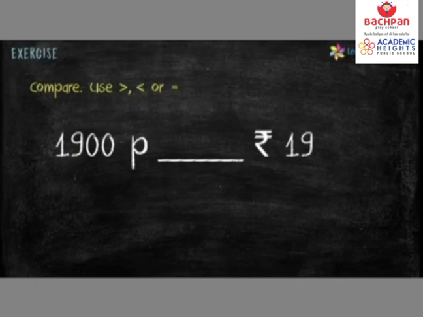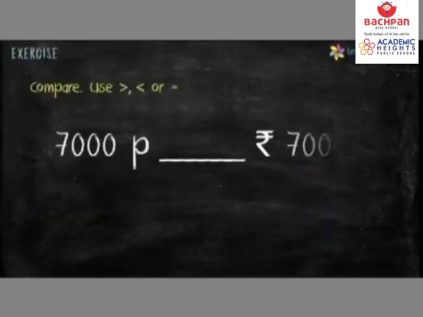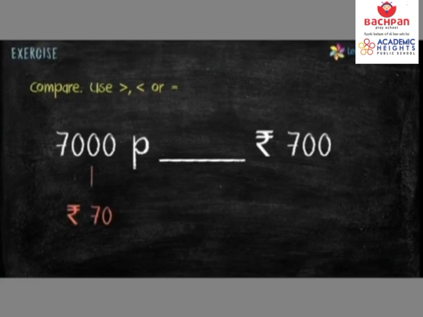Our next example is 1900 paise or rupees 19. So we convert paise into rupees. That is 19 rupees. Clear? And 19 rupees and 19 rupees are both equal. So this is equal. Next example, 7000 paise or rupees 700. So we convert paise into rupees, which becomes rupees 70, and 70 is less than 700 rupees.